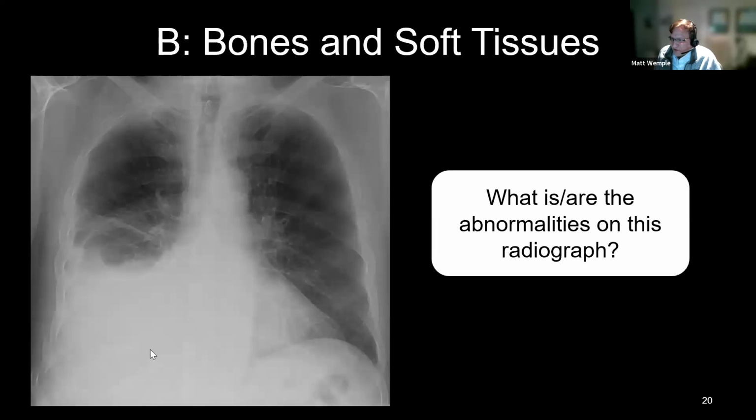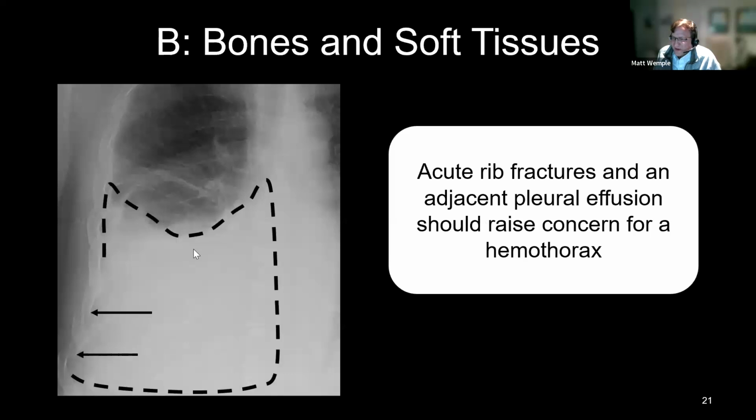So, bones and soft tissue. I'll give you 5 seconds to see if there's any bony abnormalities on this film. And yeah, I think it's probably smart to look for the pathology here, but then you'll soon pick up this, right? These are rib fractures.